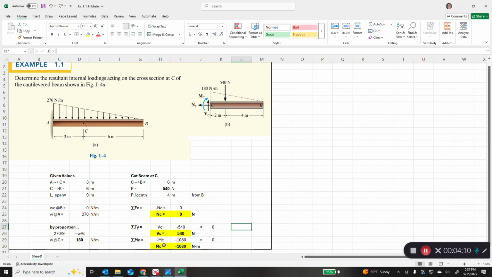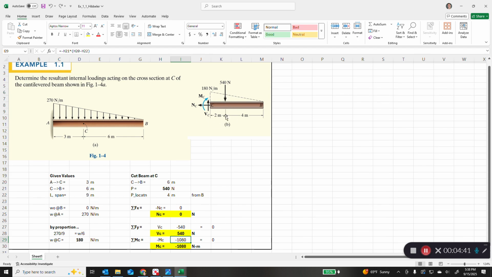And then lastly, the moment. We're going to take the moment. So the moment at C is a negative moment, as you see here. By convention, it's clockwise, so that's negative. And then minus 1080. Where do we get that? We take 540, the point load that replaced the distributed load at the centroidal distance of that short triangle, and then we multiply it by its moment arm of 2, so 540 times 2.